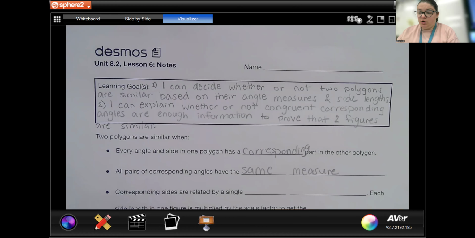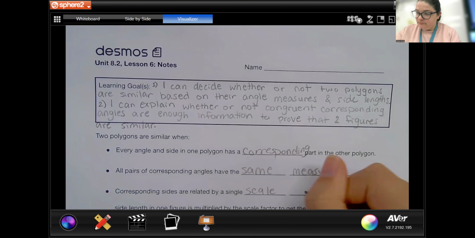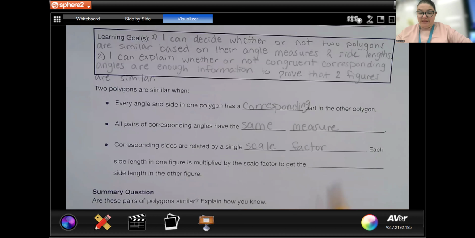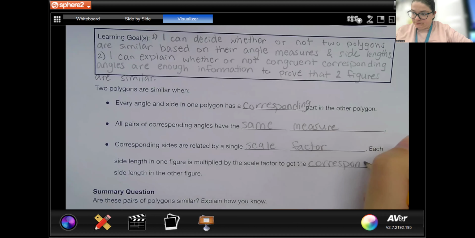But then also corresponding sides are related by a single scale factor. So they have to be proportional. If one side is multiplied by a scale factor of 2, another side is multiplied by a scale factor of 3, that's not the same scale factor, that's not proportional. Each side length in one figure is multiplied by the scale factor to get the corresponding side length in another figure.